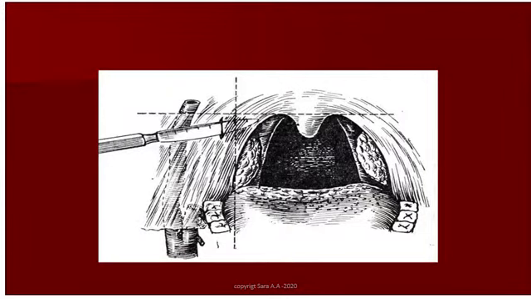Okay, the drainage should be from this point. How can we do this? We just imagine one horizontal axis at the base of the uvula. Just follow my arrow, and a vertical line from here, joining this area. We should do the drainage at this point.